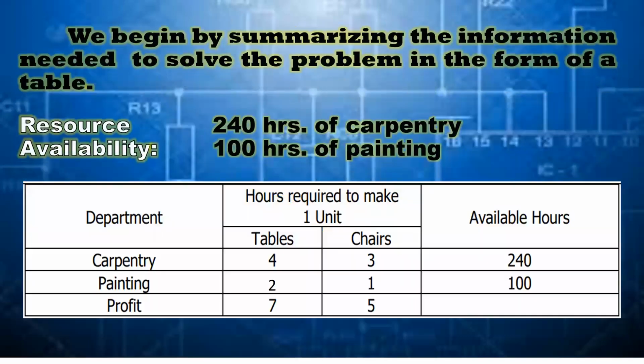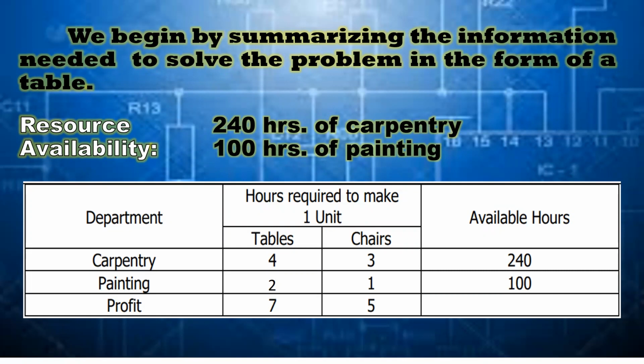So we begin by summarizing the information needed to solve the problem in the form of a table. Remember, it's important that you know the resource availability, because that will determine our constraints. We could also make a table to easily identify them. For example, in this problem, it's easy for us to create the LP model if we have this table.